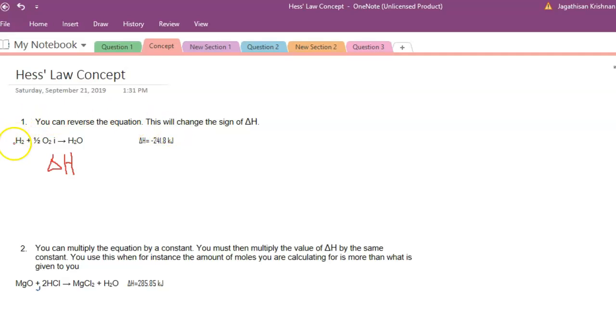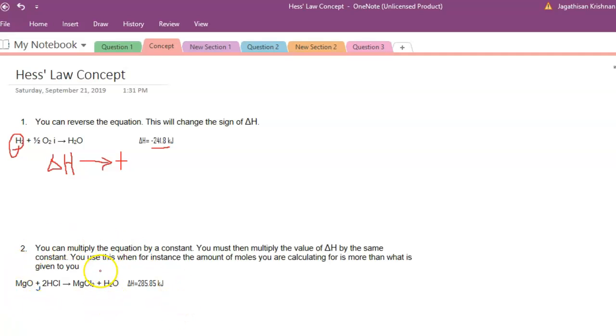For example, if this equation here is given to you, the formation of water, delta H is negative 241.8. However, if you're trying to find the enthalpy change of hydrogen, for instance, you take the negative sign here and it becomes positive because you're reversing the equation. So you're just changing the signs. Number two, you can multiply the equation by a constant, and then you have to multiply delta H by that same constant as well. So let's go through an example.